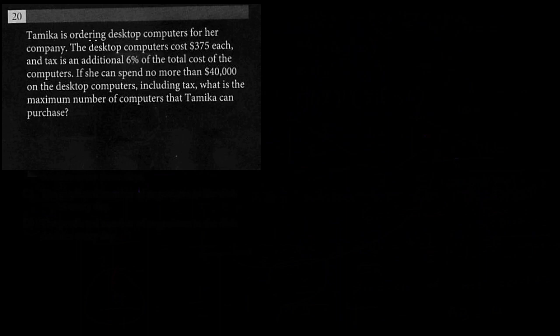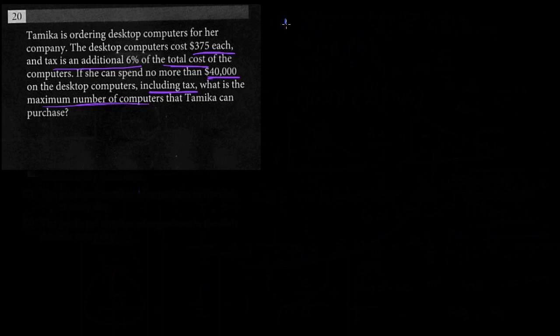Question 20 reads, Tamika is ordering desktop computers for her company. The desktop computers cost $375 each and tax is an additional 6% of the total cost of the computers. If she can spend no more than $40,000 on the desktop computers, including tax, what is the maximum number of computers that Tamika can purchase?